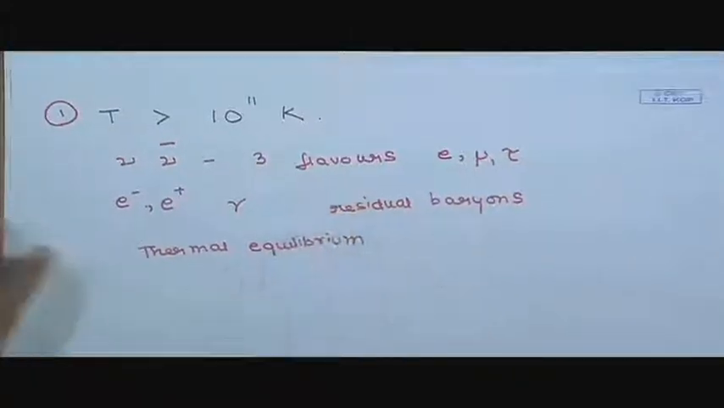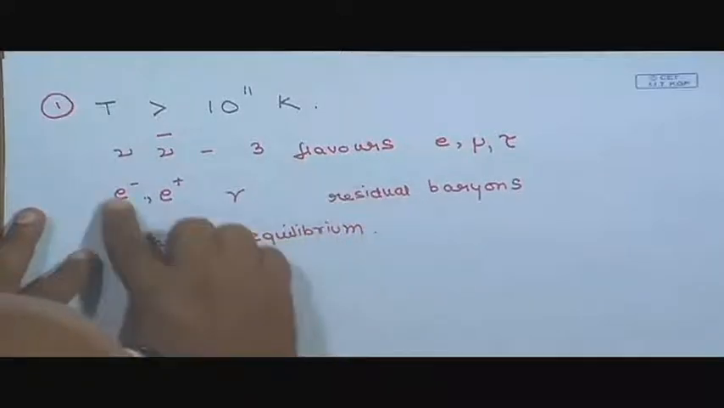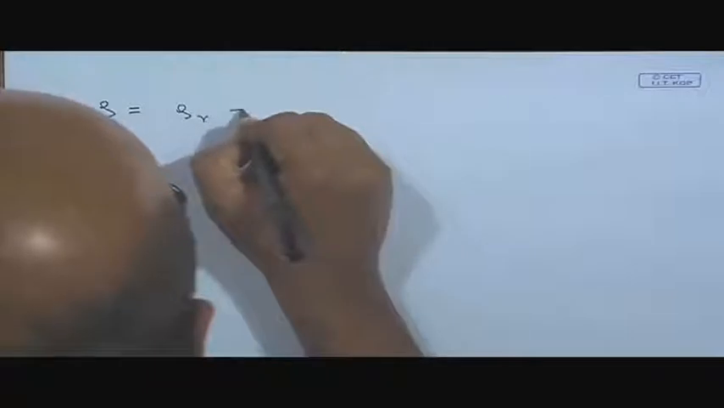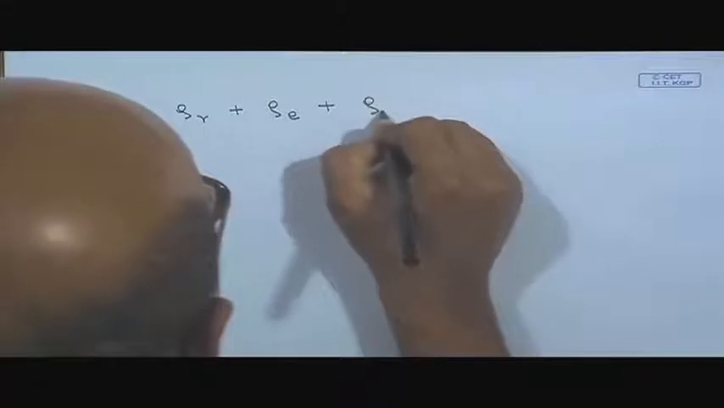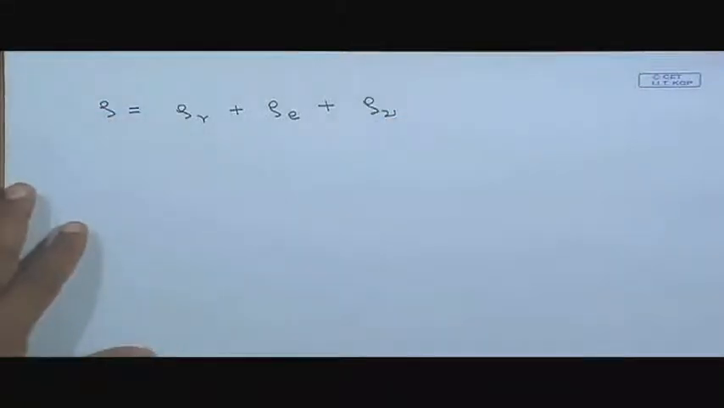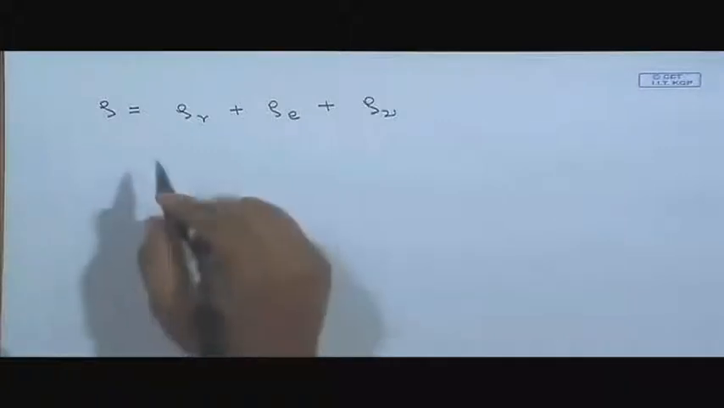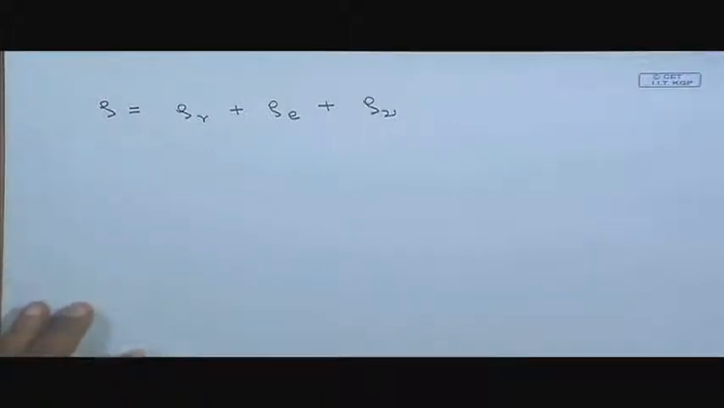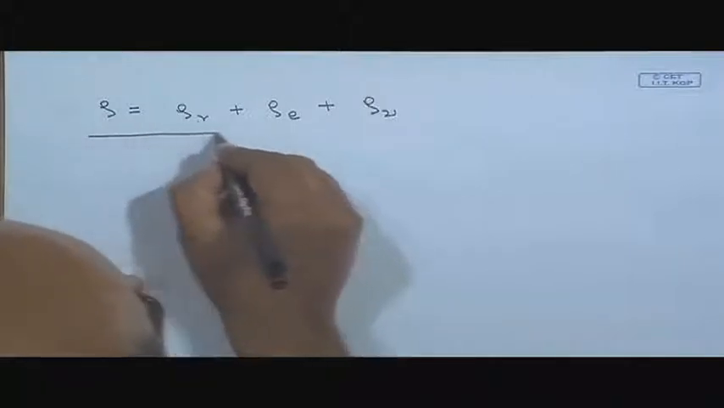So, we are going to set out with this phase where we have all of these species in thermal equilibrium. So, the total energy density of the universe, rho, is equal to the energy density of the photons plus the energy density of the electron-positron pairs plus the energy density of all the neutrinos, 3 different flavors of neutrinos. So, this is what we would like to calculate, and we have already discussed this to some extent.